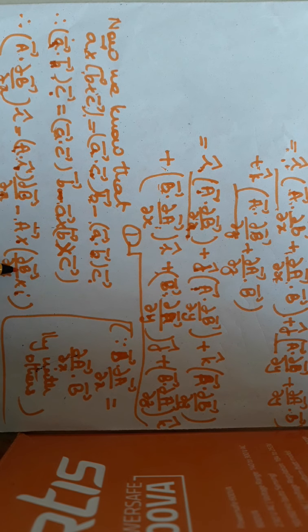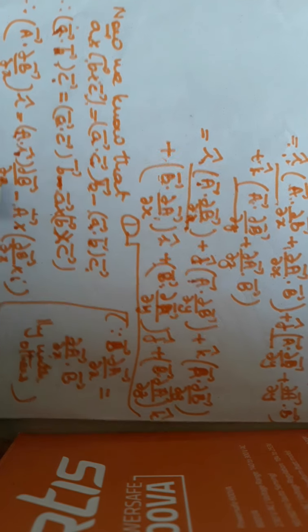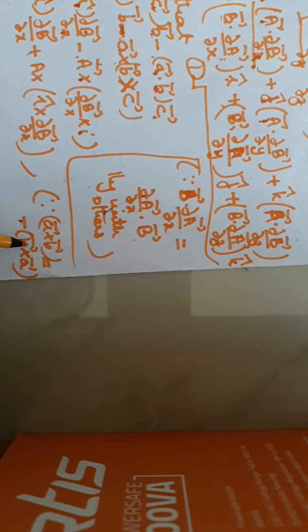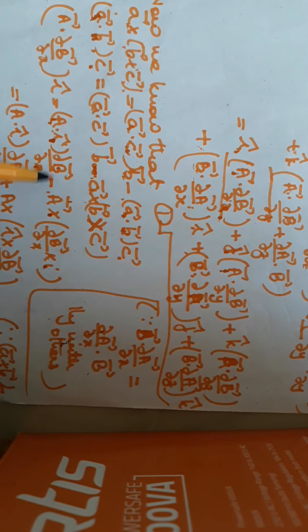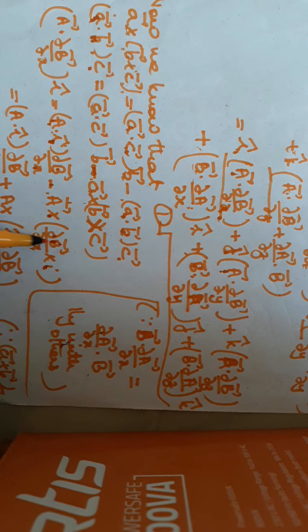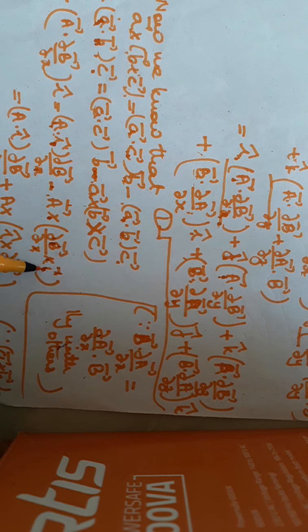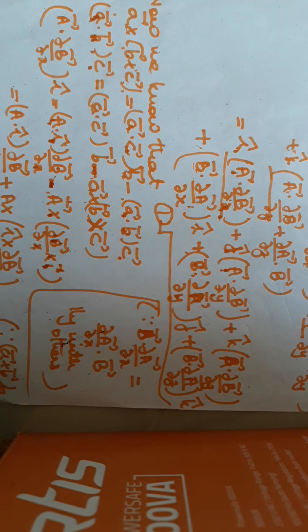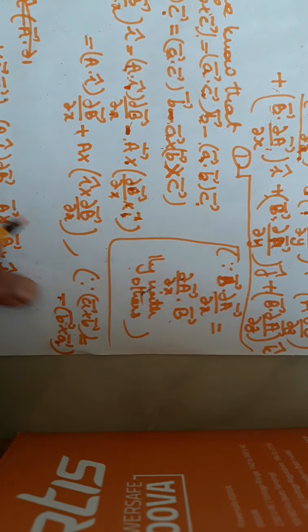But we know that in a cross product, a bar cross b bar is the same as minus of b bar cross a bar. So if I want to remove this minus, I'll have to replace this. I'll write del b bar by del x cross i cap as i cap cross del b bar by del x. So this minus will change to plus using this result.